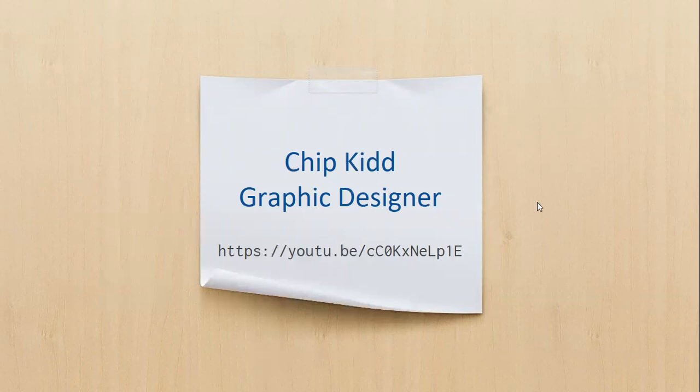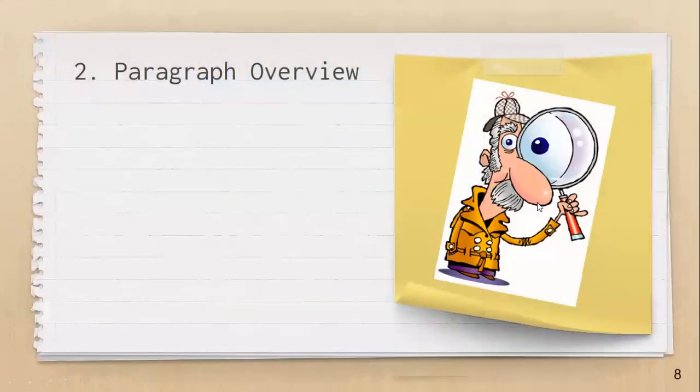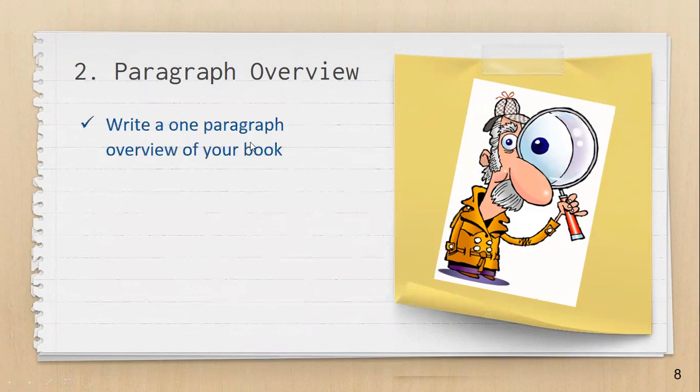Let's move on to step 2. Step 2 is to do the paragraph overview. Now, as I mentioned before, you would have done a paragraph overview while you were working on the Snowflake, utilizing the Snowflake method within the beat sheet. So first of all, take that paragraph, or if you want, just create a new one, either way. But I want you to first of all start with writing one paragraph overview of your book.